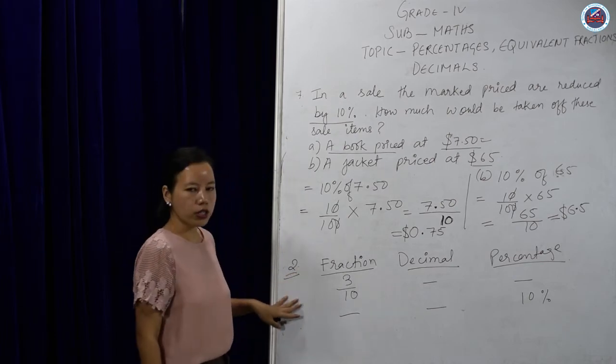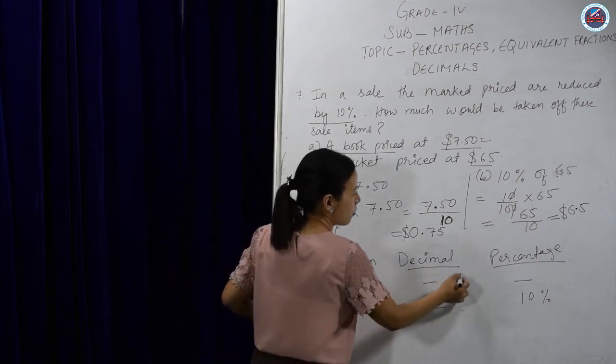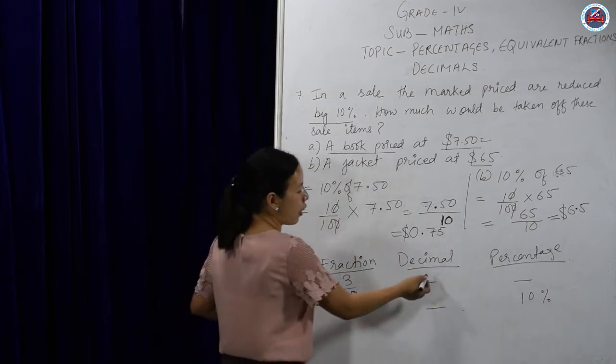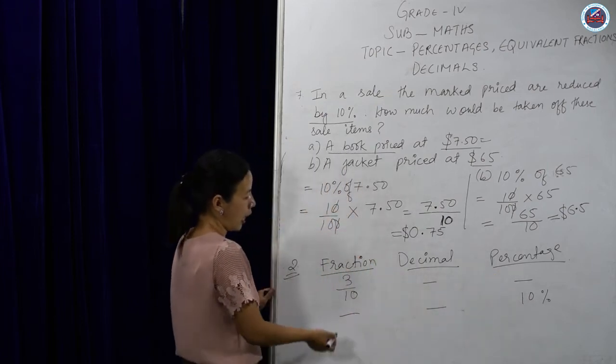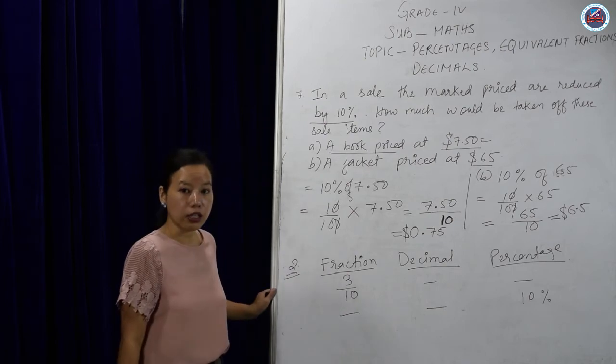Now, next we have this question. This question is also taken from your exercise. We have the fraction number, and the decimal and percentage are missing. We have to find out the decimal and the percentage. And in the second one, the percentage is given, and the decimal and fraction are missing. We have to find them out.